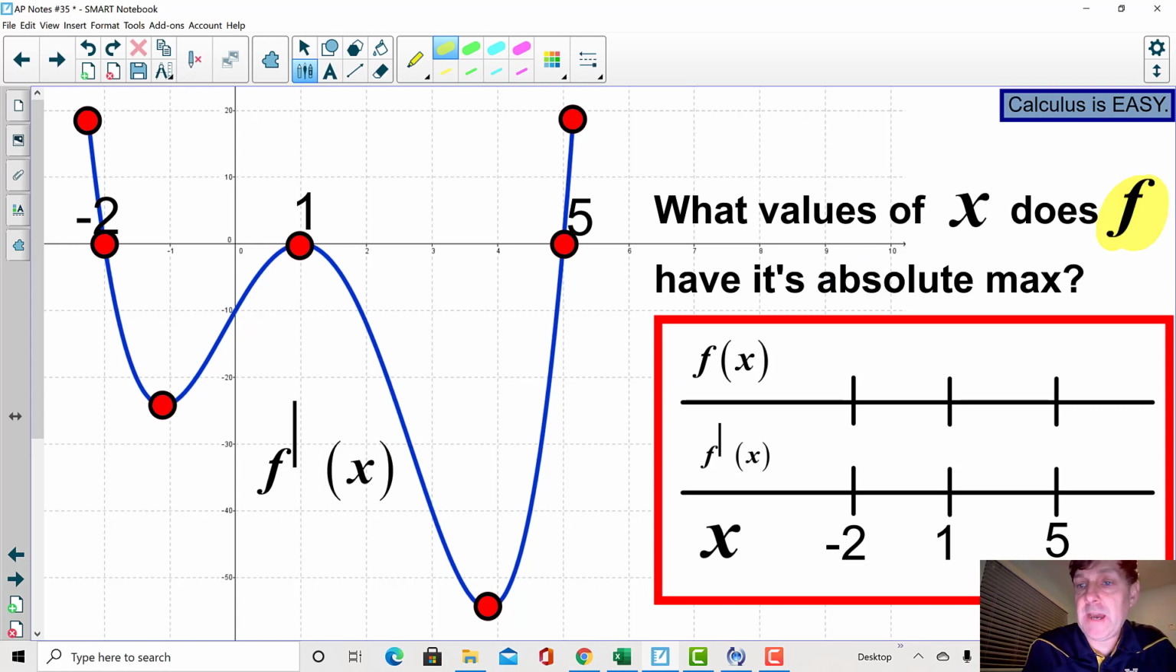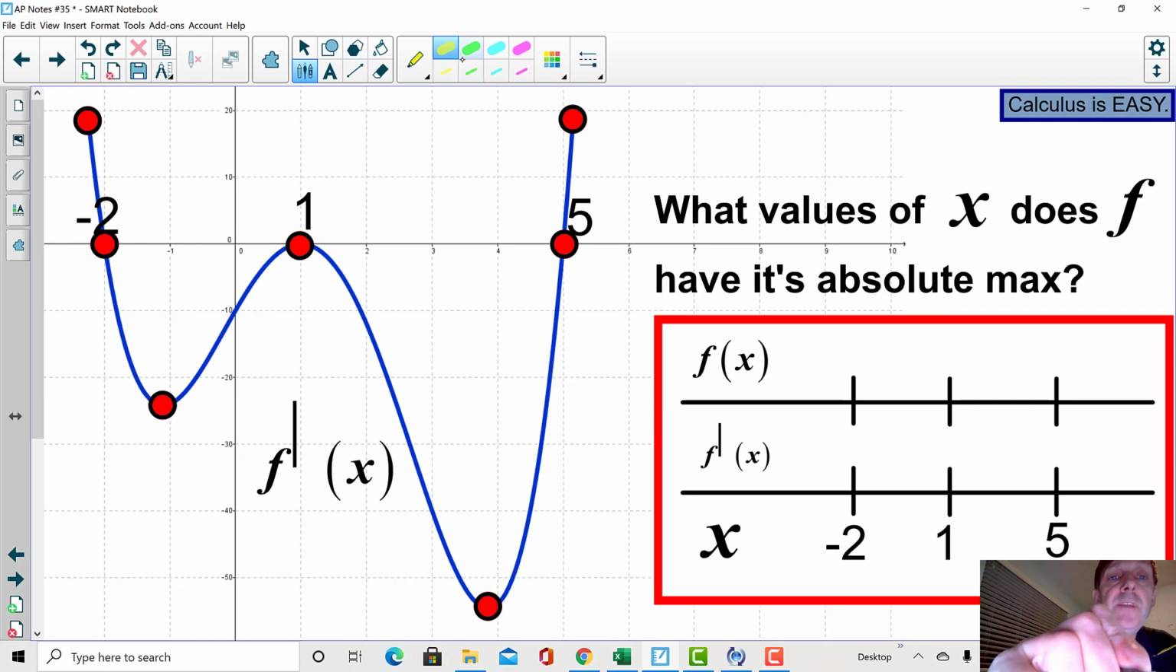If we were looking for the absolute max, could we use this graph of f prime to find the absolute max of f? Well, if I was doing the first derivative test, I would want to know the values of f prime, and I would start with those critical numbers. That's where the first derivative is 0, or where the first derivative is undefined. We don't have any spots where the first derivative is undefined, but our first derivative is 0 at -2, 1, and 5. So those are going to be our critical numbers.